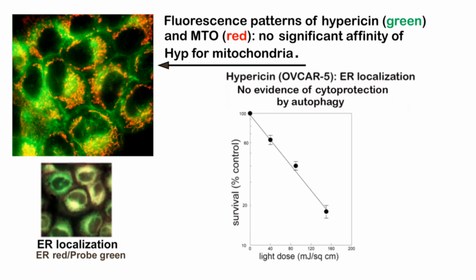The photosensitizer hypericin only targets the ER. It's highly selective for just the ER. Studies with fluorescent probes show no affinity of hypericin for mitochondria, but a good correspondence of its fluorescence with the ER. Photokilling results in a dose-response curve with no shoulder, indicating that autophagy cannot protect cells from the effects of ER damage. We will see later that ER damage can result in another pathway that does not involve apoptosis.